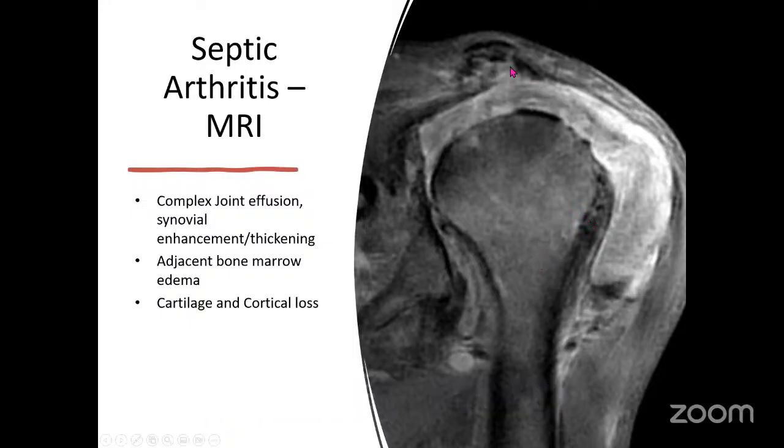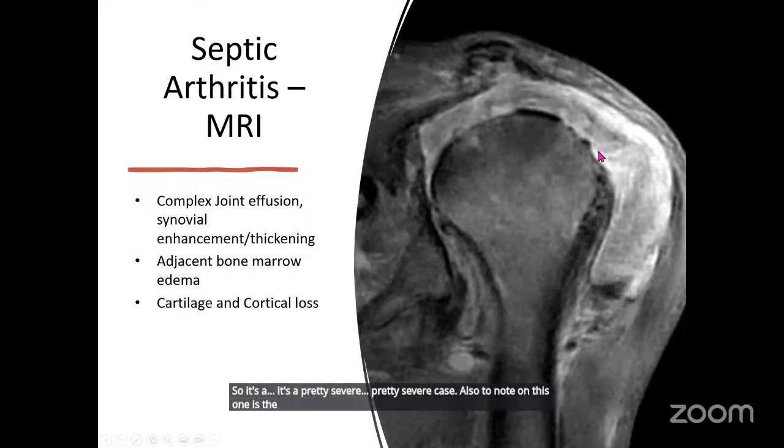And it's actually affecting the inferior portion of the acromion in this case. So it's a pretty severe case. Also to note on this one is the rotator cuff's completely gone. The supraspinatus muscle should be here, and it's gone too.